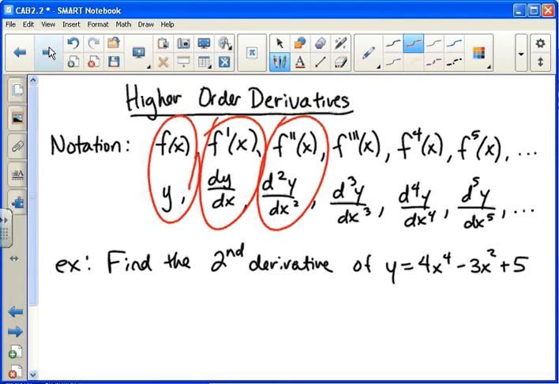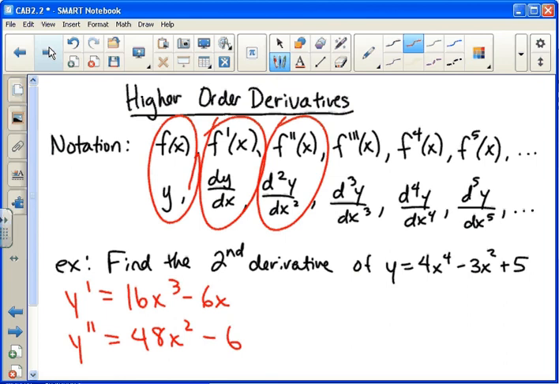But it's very simple. If they ask for the second derivative, like our first example does, that just means take the derivative twice, or take the derivative of the derivative. So we have to find the first derivative first, and we get 16x cubed minus 6x. And then we take the derivative of that, and we get 48x squared minus 6. So that's the second derivative. So it's really not complicated. It's just doing the same thing more than one time.